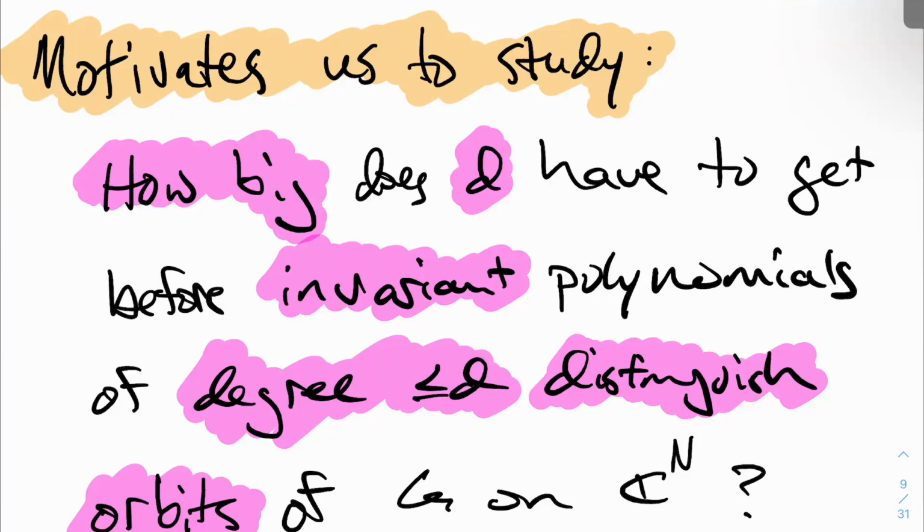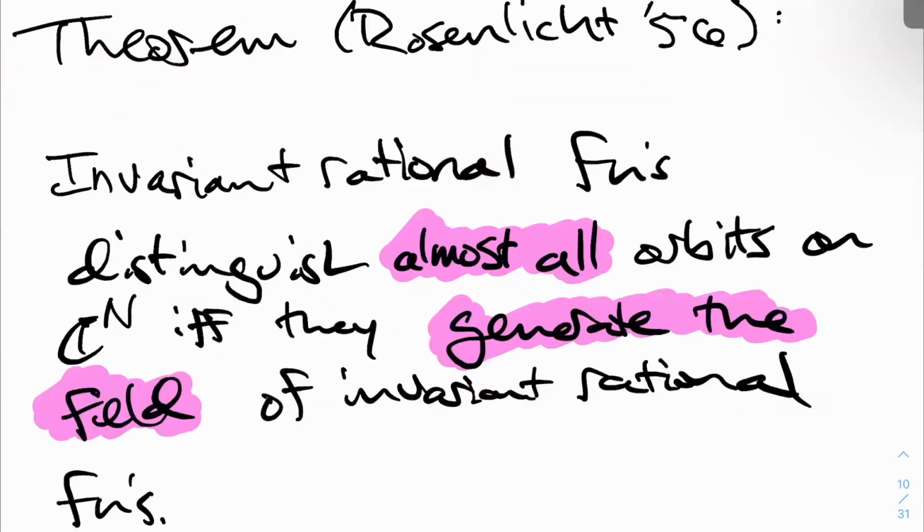The first of these that I'm going to mention is this theorem from the 50s in the context of pure algebraic geometry and the study of algebraic groups, which is that invariant rational functions distinguish almost all orbits if and only if they generate the field of invariant rational functions.